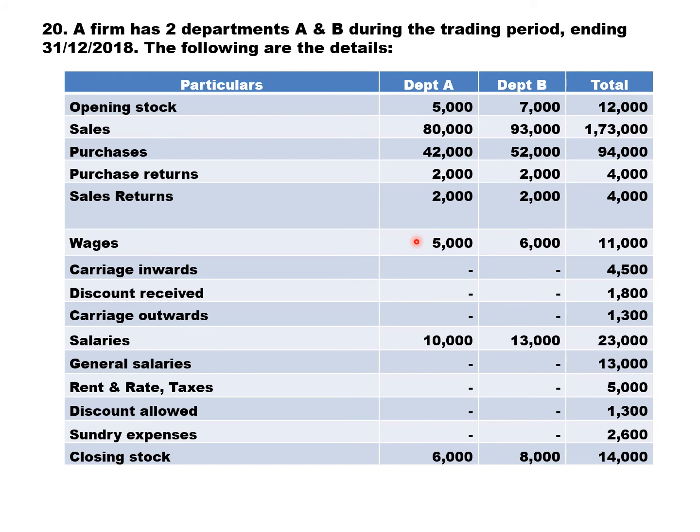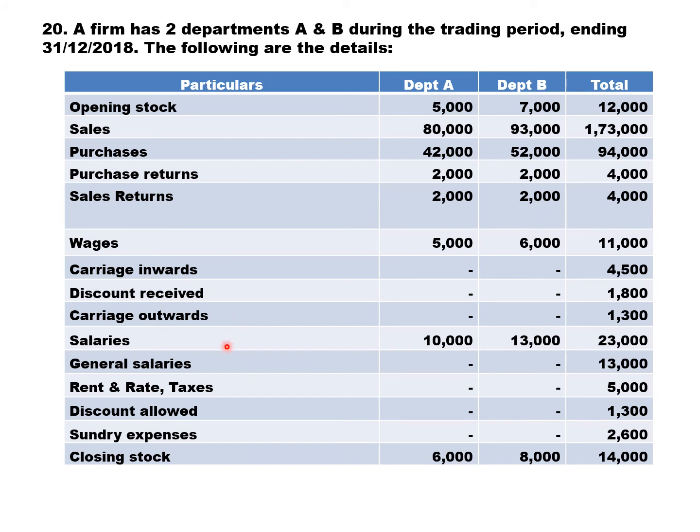Then we have wages given separately. Carriage inward will come in trading account, distribute in purchase ratio. Discount received will come in trading account. It's an income to be distributed in purchase ratio. Carriage outward is nothing but sales expenses, door delivery of goods to customers. So when you sell goods, goods go out. So carriage outward means delivery expenses during the time of sales. So it will come in PL account, distribute in sales ratio.